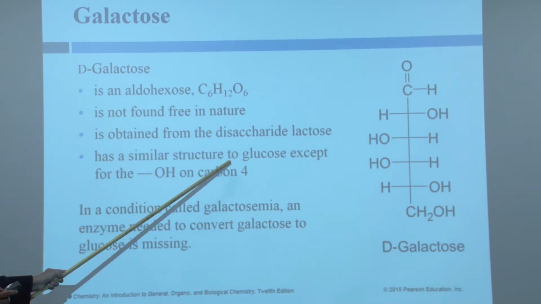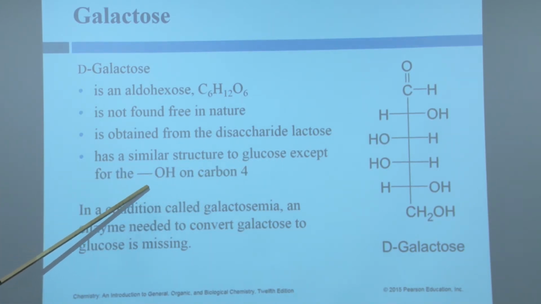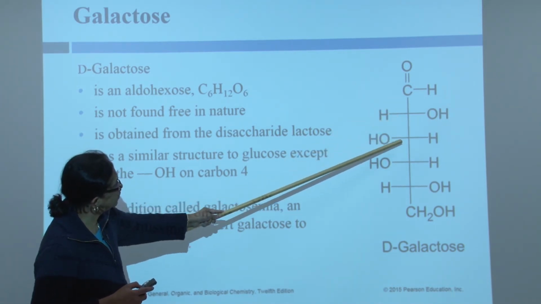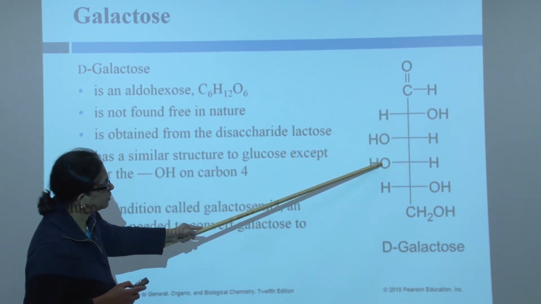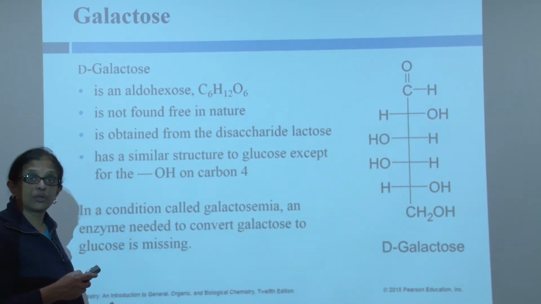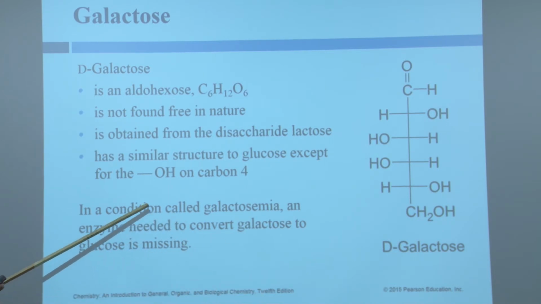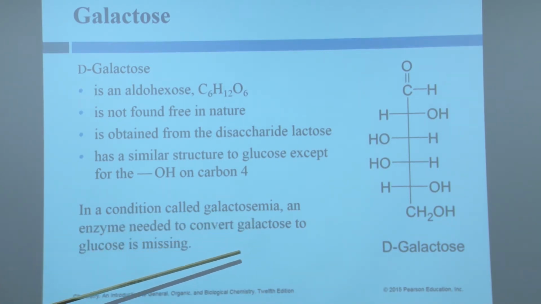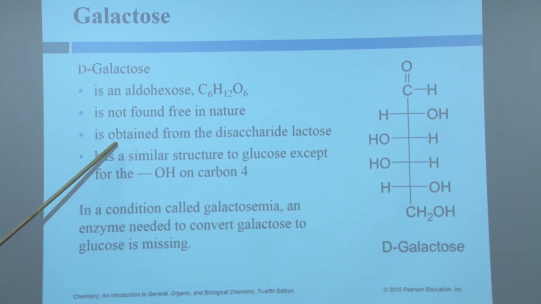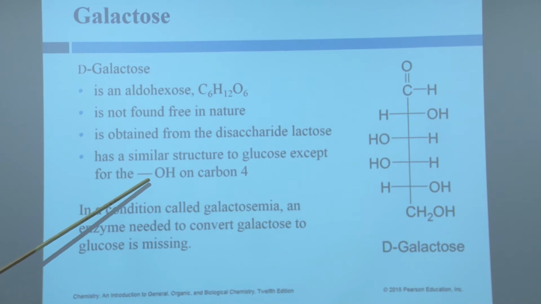It has a similar structure to glucose except for the OH on carbon 4. So 1, 2, 3, this OH, the position of this OH in galactose is different than in glucose, and that's the only difference it has from a glucose molecule. In a condition called galactosemia, an enzyme needed to convert galactose to glucose is missing. So galactose, again, is a monosaccharide obtained from lactose.